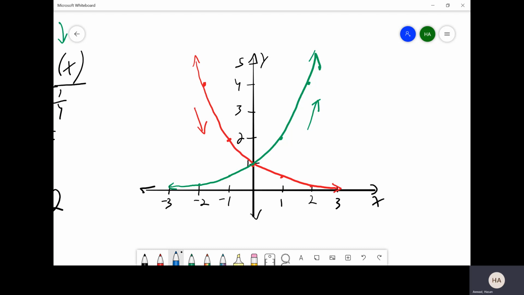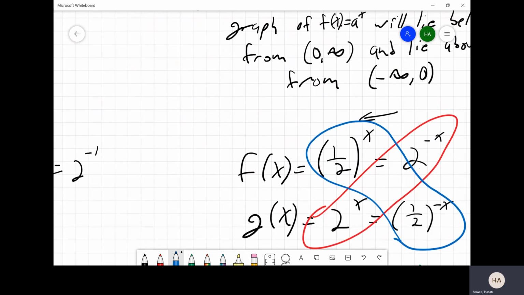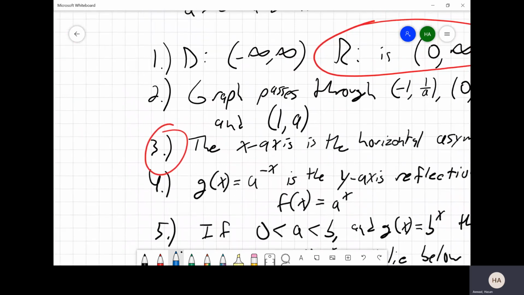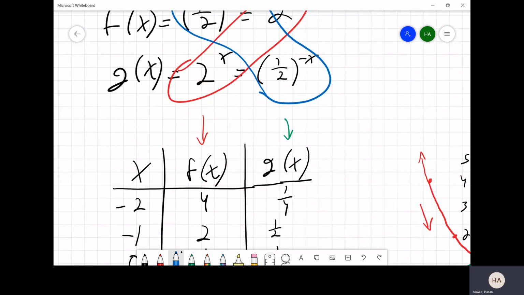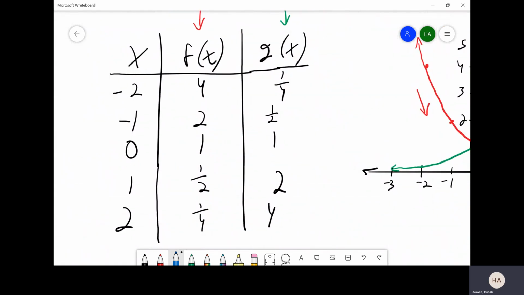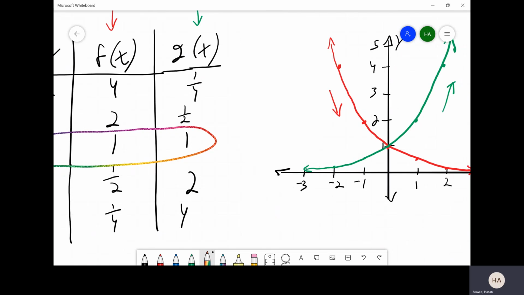And also, I forgot to mention, and this is my mistake, the second fact here, which is the points that it's going through. Well, we can verify all of these points. The easiest one to verify is the point 0, 1. When we did our charts here, notice how they both went through 0, 1, right? For f of x, your input was 0, your output was 1. For g of x, your input was 0, and your output was also 1. That's how we got this point right here, 0, 1.